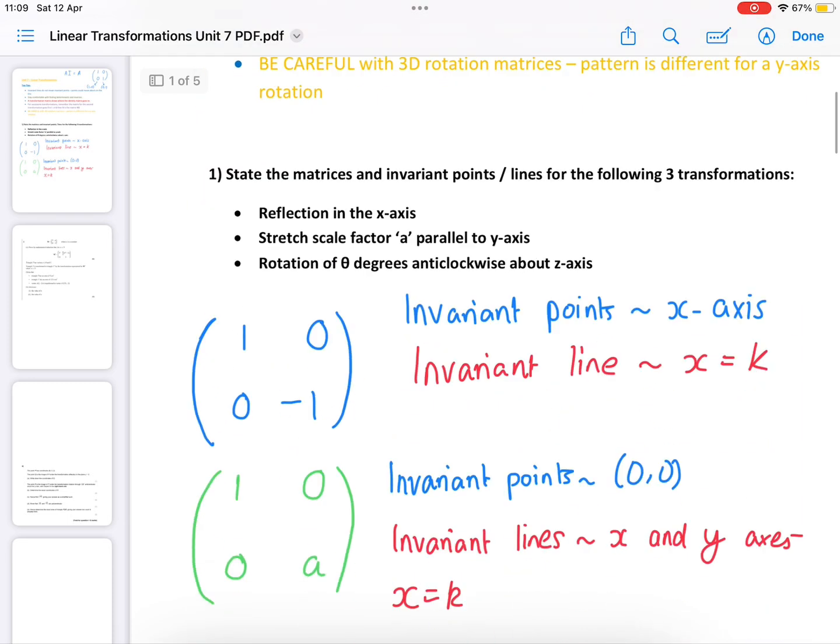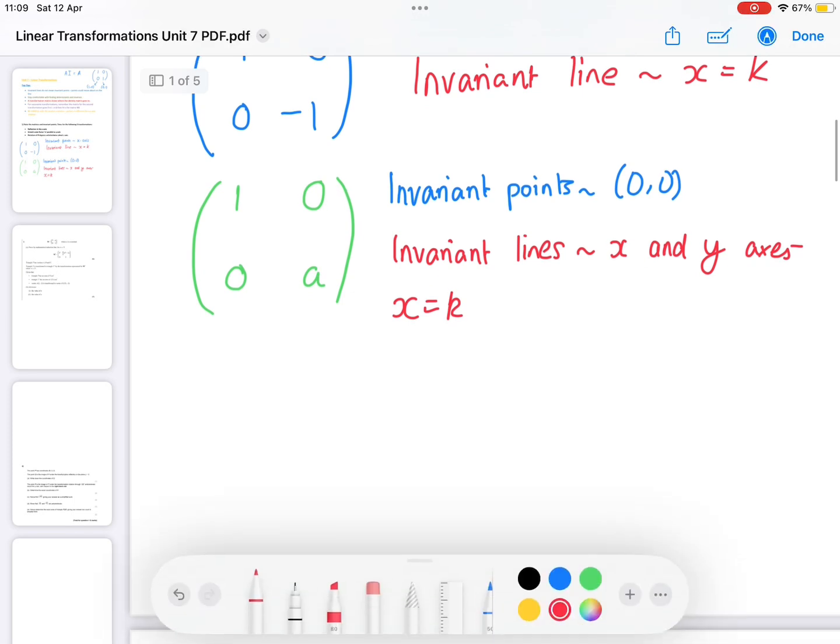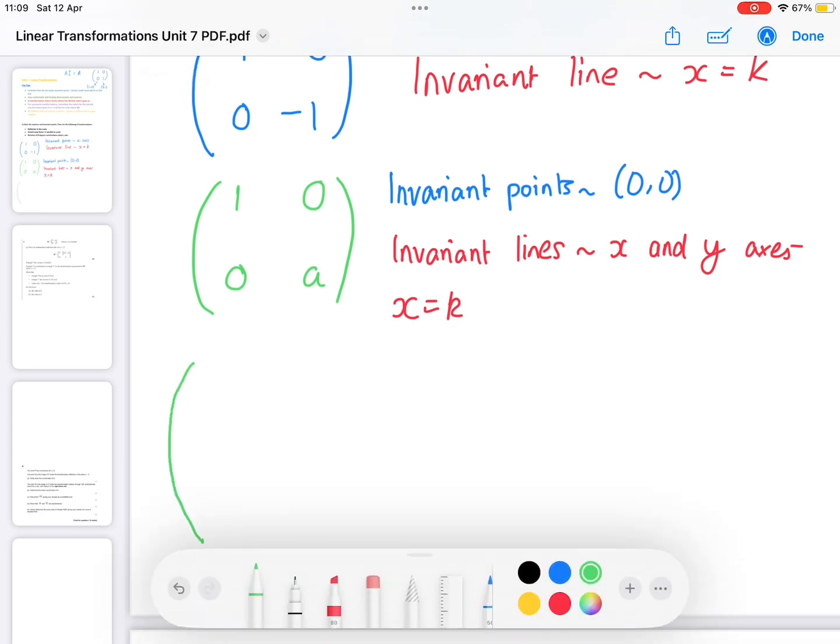Next one, we have a rotation of theta degrees anti-clockwise about the z-axis. So for this one, it's going to be a 3 by 3 matrix because it's a 3D transformation. And since it's a rotation about the z-axis, is how I like to remember it, all the z position vectors are going to stay the same. So we can start filling those in. And the other 2 by 2 which goes in the top left hand corner is just our 2 by 2 rotation matrix. So we have cos theta minus sine theta, cos theta. Actually, the derivation of the rotation matrix is quite interesting.